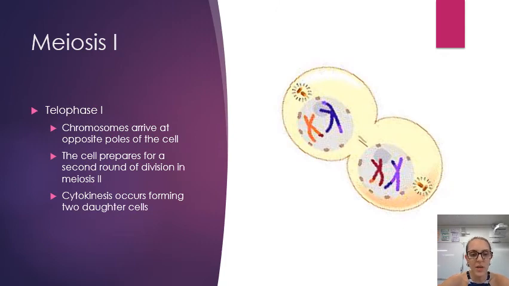Okay, telophase 1, just like mitosis, the chromosomes are at either end of the cell and they start to bud off from one another to produce two daughter cells. And then we prepare for the second round of division in meiosis 2.